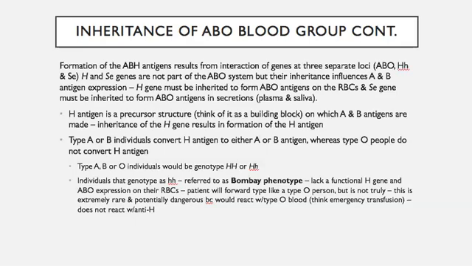Type O people do not convert the H antigen. Since there's no conversion of that H antigen in type O people, a lot of H antigens remain on the surface of the red cells in type O individuals. Because of that, they would react with anti-H reagent in testing.